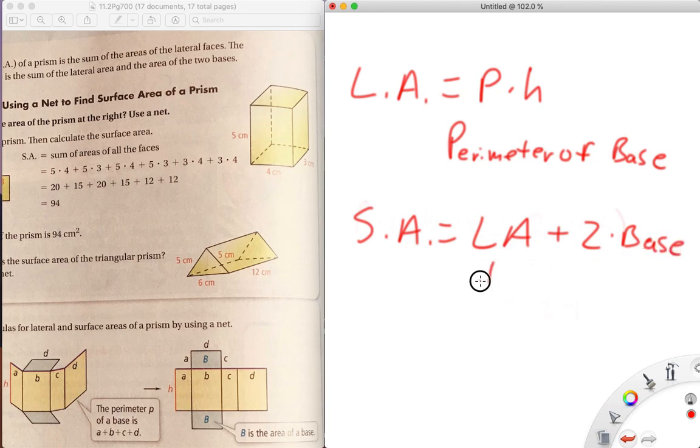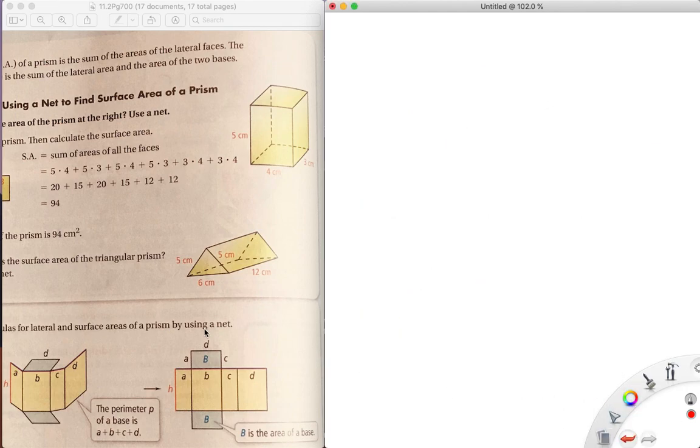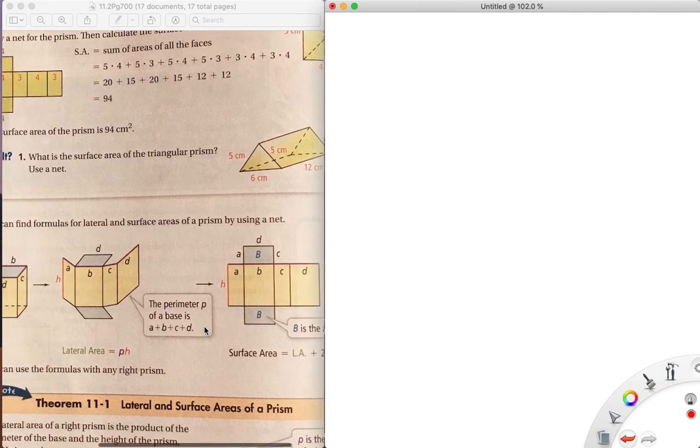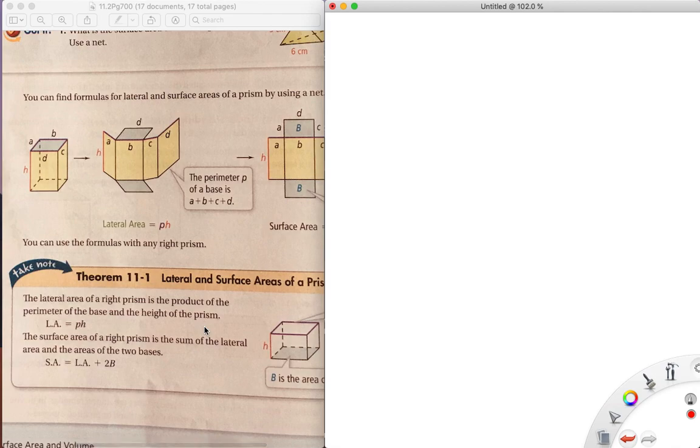And remember that the lateral area is going to be the perimeter of the base times the height. So the perimeter of the base times the height plus 2 times the area of the base. This is our equation for surface area. Here they sort of give you the proof of that using the net, and here is your equation.